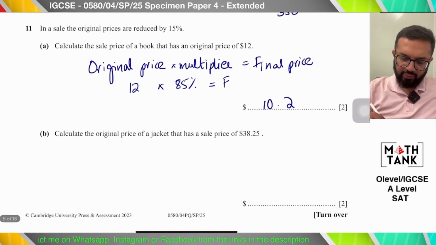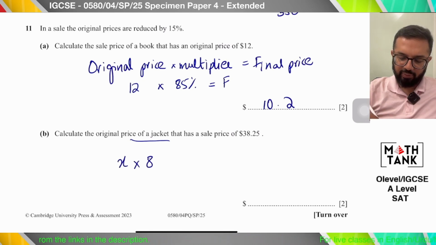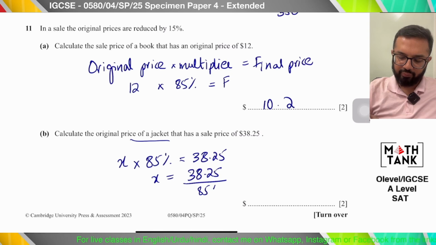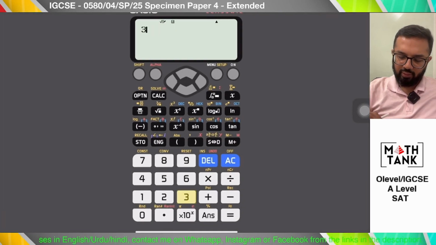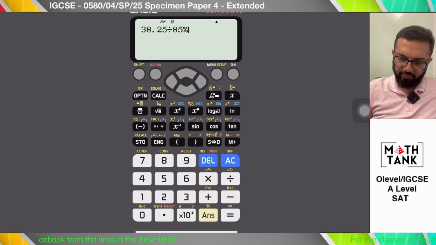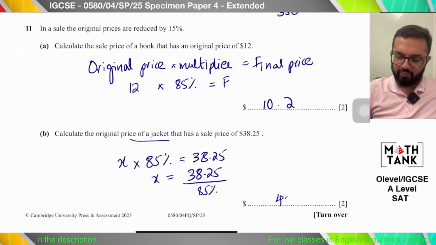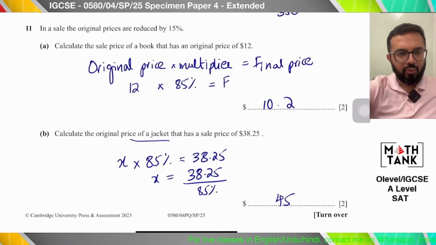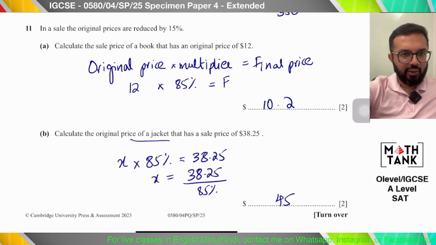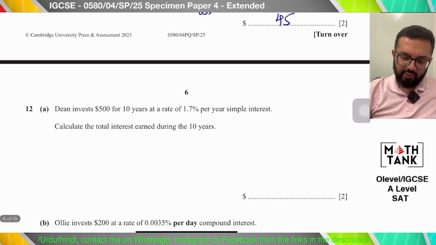Okay. Calculate the original price of a jacket that has a sale price of 38.25. So now the original price is unknown. The multiplier is still 85% and 38.25. So I'm just going to do this. $45. Okay, all those are giving me the correct answers. I'm using my calculator as much as I can, and I am showing you all the working that's necessary.